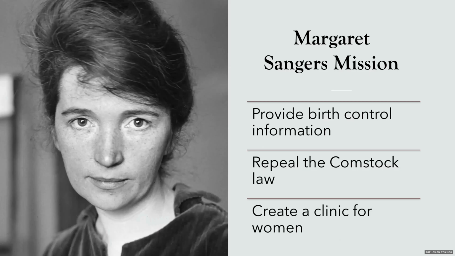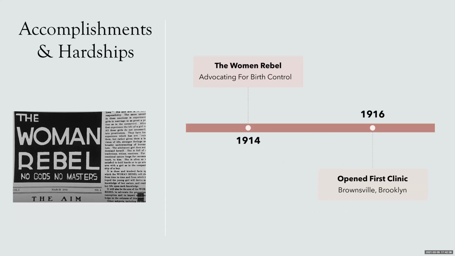All this motivation led to her commitments, which she made her mission: 1. Provide women with birth control information, 2. Repeal the Comstock Law that was stopping her from doing anything with her movement, and 3. Ultimately create a clinic for birth control. Now let's look at 2 of her main accomplishments and the various challenges she had to overcome.